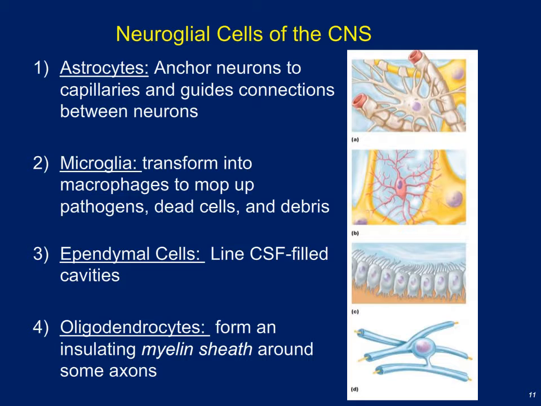Another type of neuroglial cell found within the central nervous system is something called ependymal cells. The ependymal cells line cerebrospinal fluid-filled cavities within both the brain and the spinal cord and have a role in generating this special fluid. And finally, the last type of neuroglial cell found within the central nervous system are the oligodendrocytes. The oligodendrocytes are the cells that are responsible for insulating the axons of CNS neurons. So they wrap around and form something called the myelin sheath, which is very important for speeding up nerve impulses and also protecting the axons.